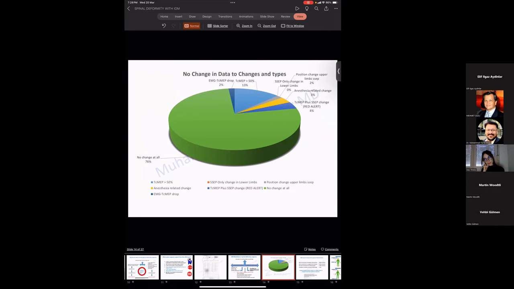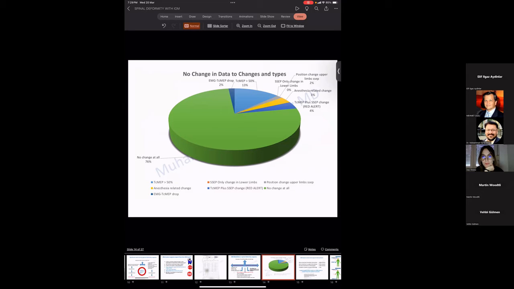Now, this is my take-home slide for anybody watching, especially the younger neurophysiologists or the surgeons who want to know exactly what the data means to them. This is our own data of 800 plus scoliosis surgeries. As you can see, 76% of these patients have no change at all in our setup. Now, the remaining 24%, not all are telling you that the patient has been paralyzed. No. If you read the data, there is a major chunk with a blue color.